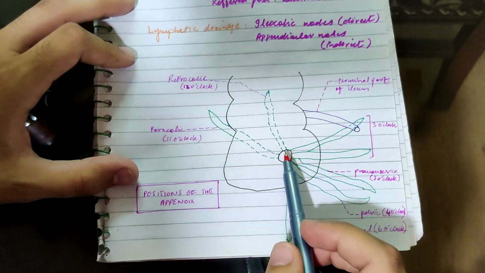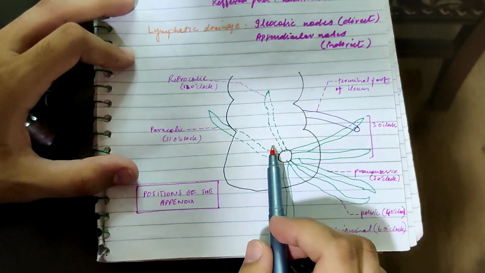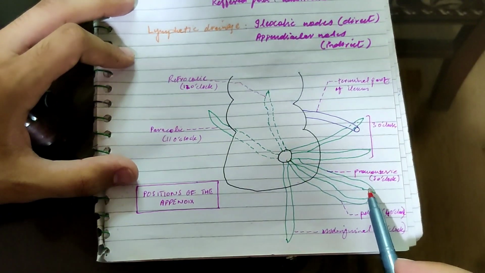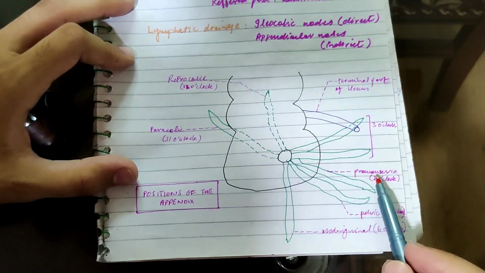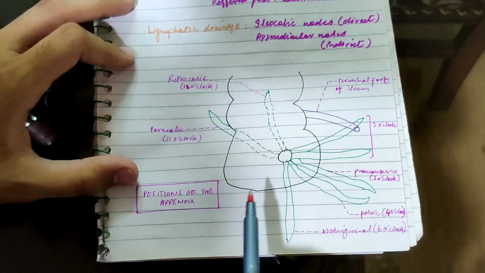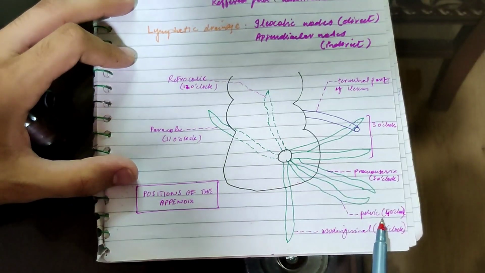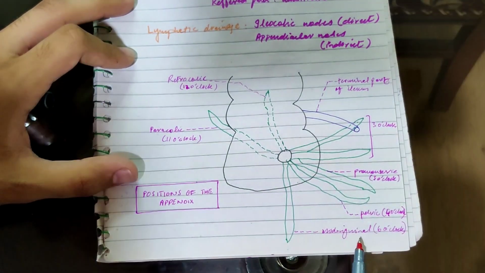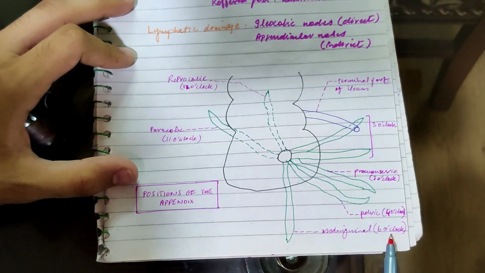And then we have the retrocolic position. It is 12 o'clock. Then we have the 3 o'clock position, which is also called the promontoric position. Now we have the 4 o'clock position, which is also known as the pelvic position. Last one is the mid-inguinal position, which is also known as the 6 o'clock position.